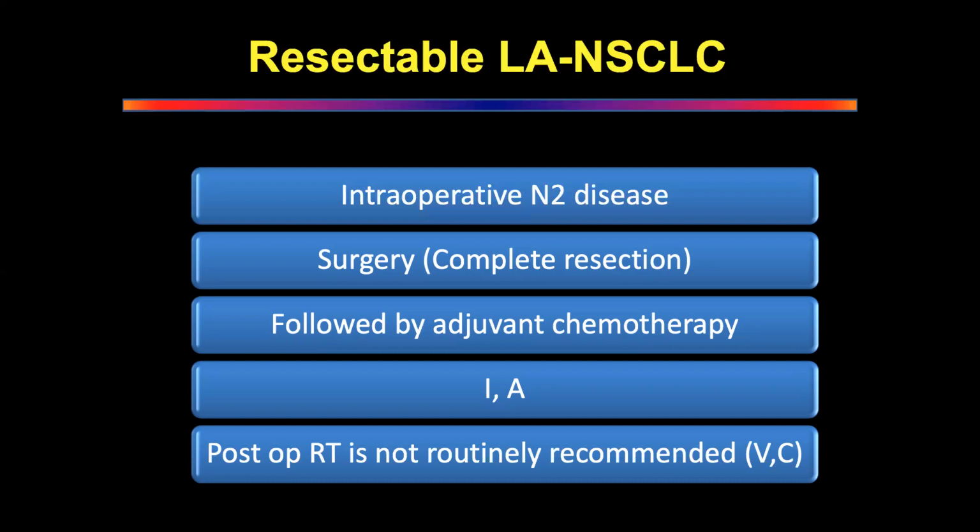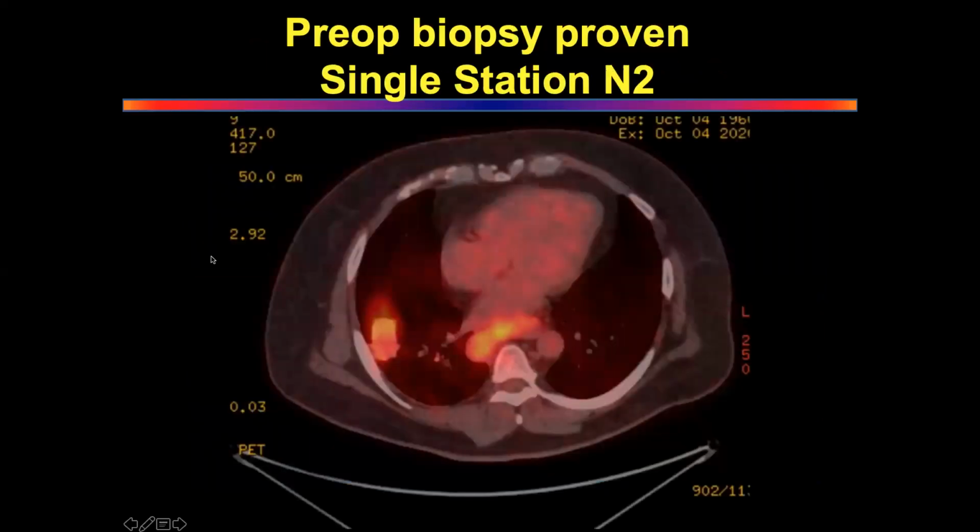If you are ever asked in the exam that on table you found N2 and you sent for frozen section, single station came back positive, the answer is complete the resection and follow it by adjuvant chemotherapy. Okay? And again, level of evidence 1A. So this is a very clear-cut answer. Post-operative routine radiotherapy is not recommended. Okay? All right. Is it clear to everybody? Did you understand the first scenario?